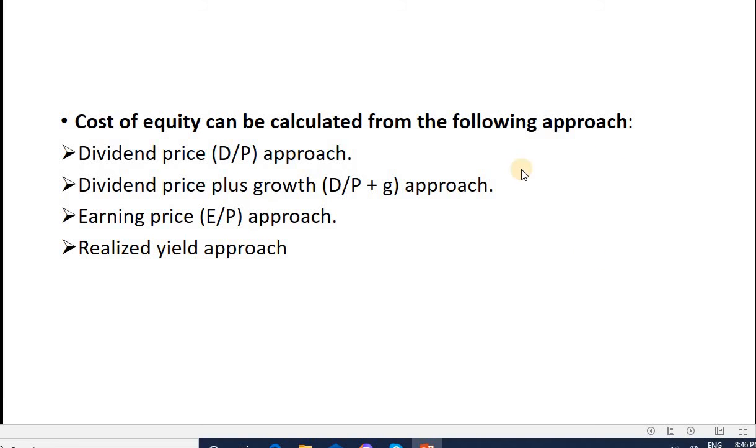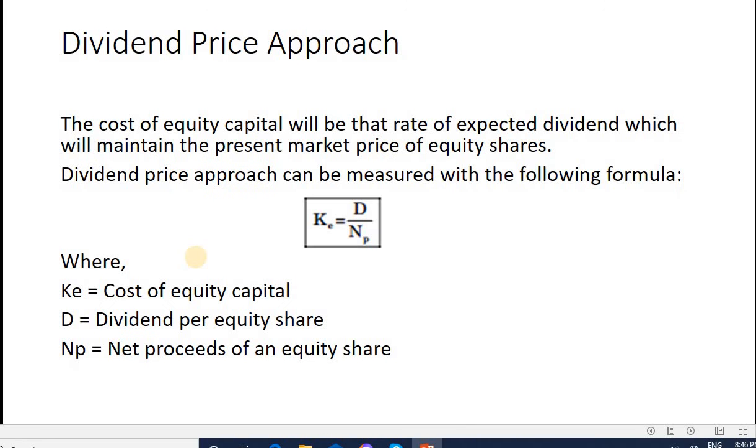So, cost of equity is calculated through the following approaches. One is the dividend price approach, another is the dividend price plus growth approach, then the earning price approach and the realized yield approach. The formulas to calculate on the different approaches we'll see next.